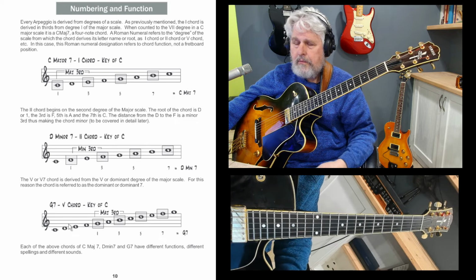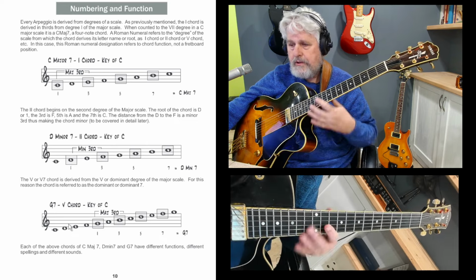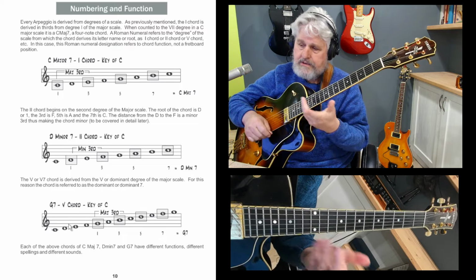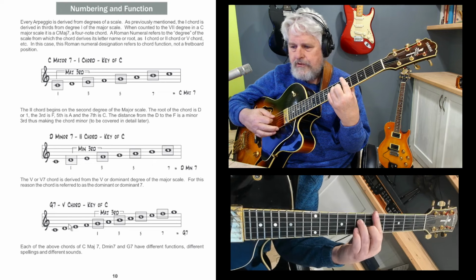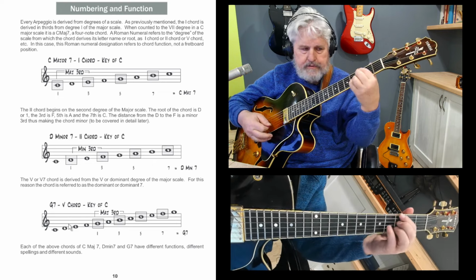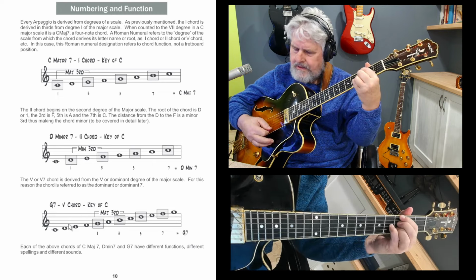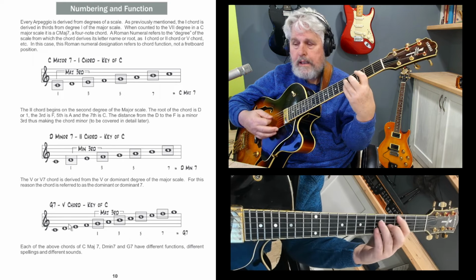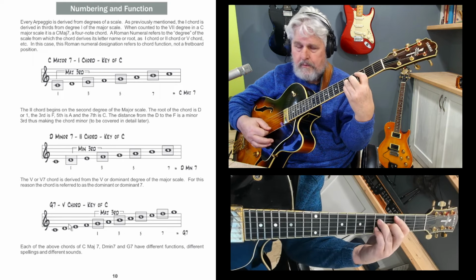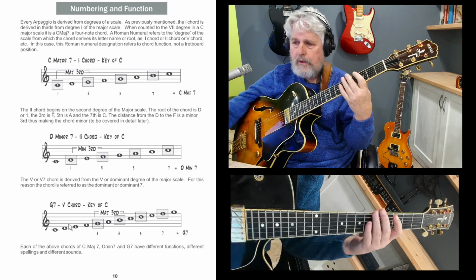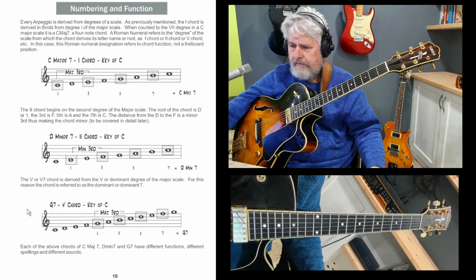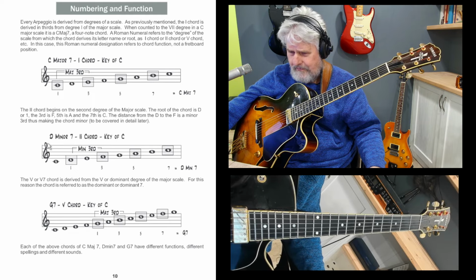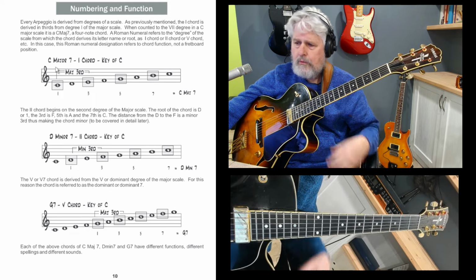So always think of tensions. Think of tension and resolution. And in the case of a 2 chord, it's sort of a medium tension. In the case of the 5 chord, it's more tension, and it really wants to resolve back to the 1 chord. So there's our 2 and our 5, 2, 5, and back to 1.